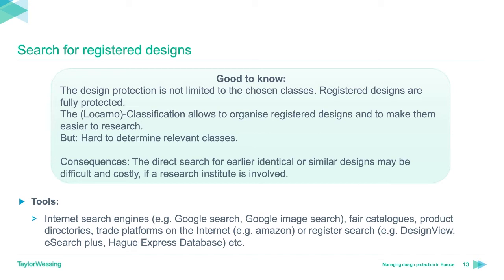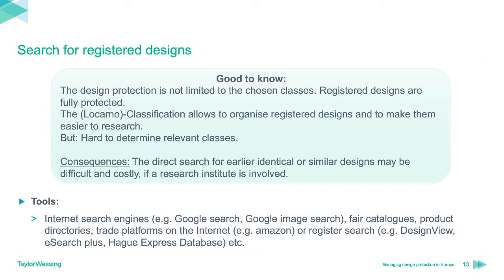So, for example, we had a case here in Germany where protection was sought for the design of an oven, and eventually it appeared that this design was not novel because the research showed that there was an identical earlier Christmas decoration. So this certainly would have been difficult to search when looking for ovens.